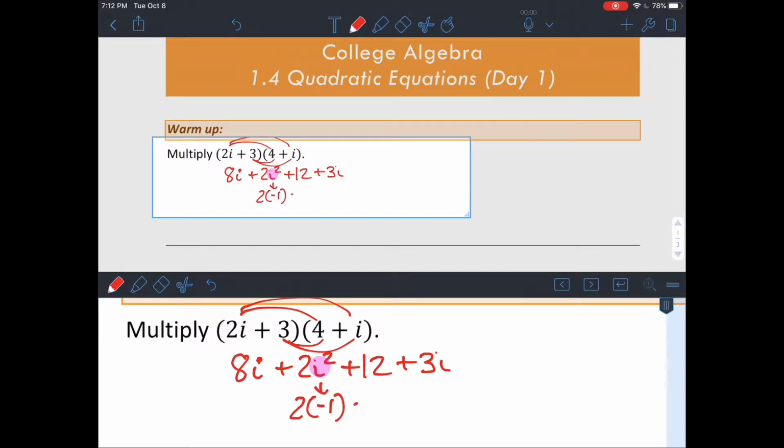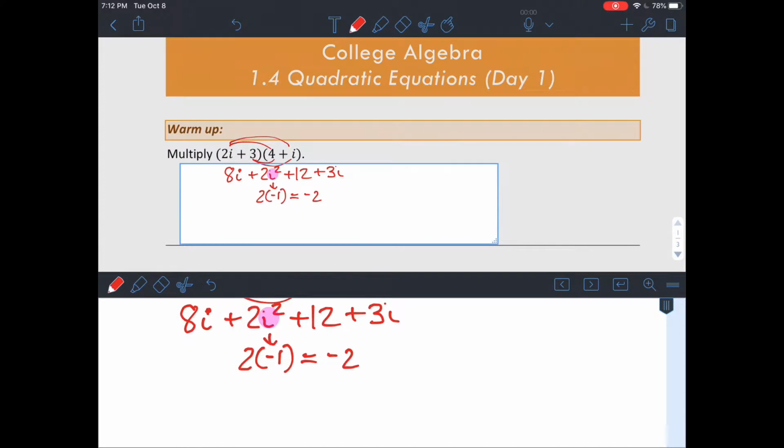So then you have 2 times -1 gives you a -2. You can do your 8i plus 3i and get 11i. And then your -2 plus 12 gets you 10.